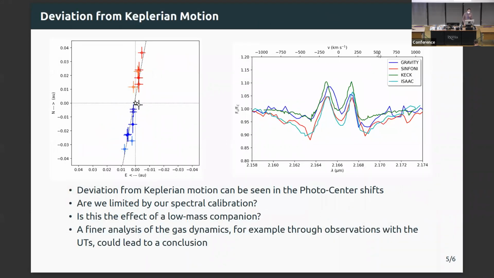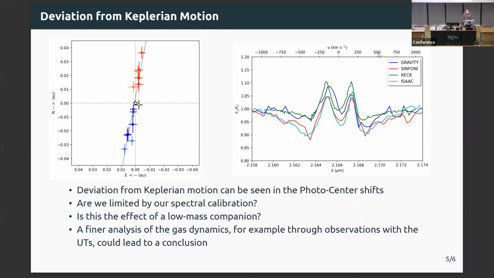Lastly, we note that in the photocenter shift, especially in the red part, there is some kind of deviation from Keplerian motion. This can be explained by the presence of a low-mass companion, but it can also be due to our limitation from the spectral calibration.